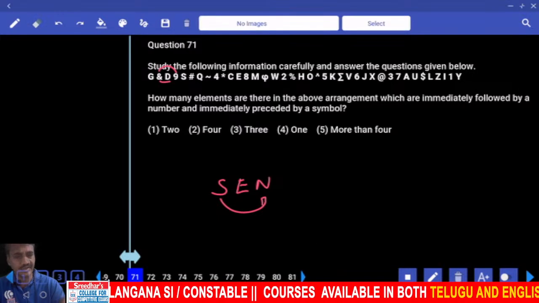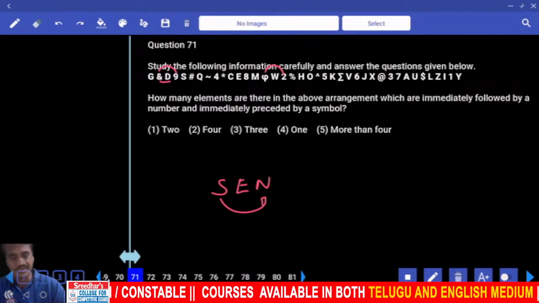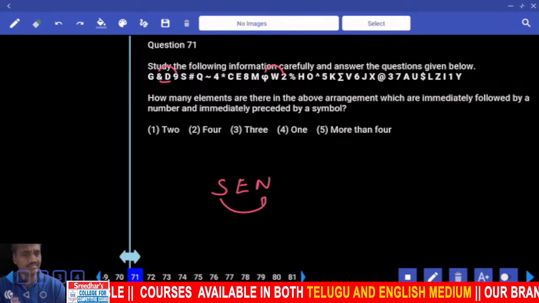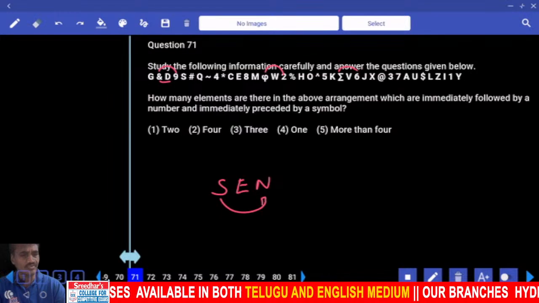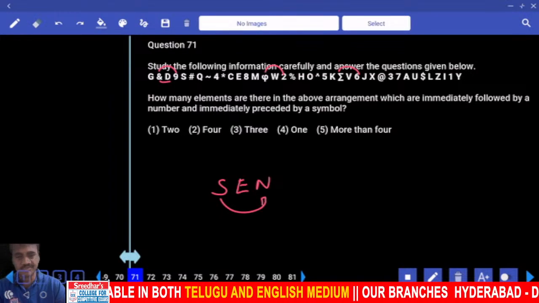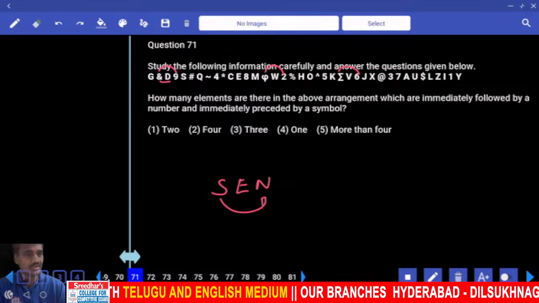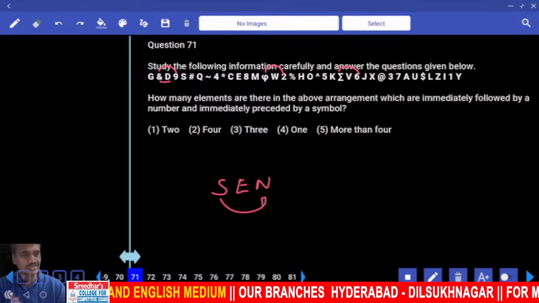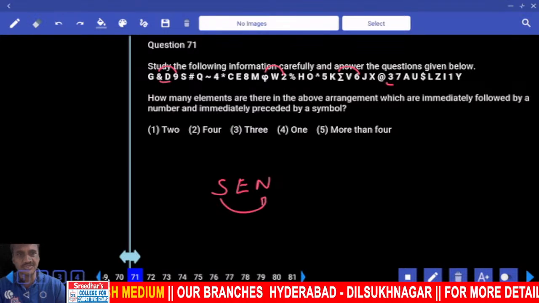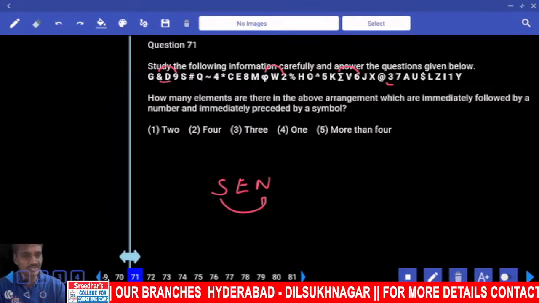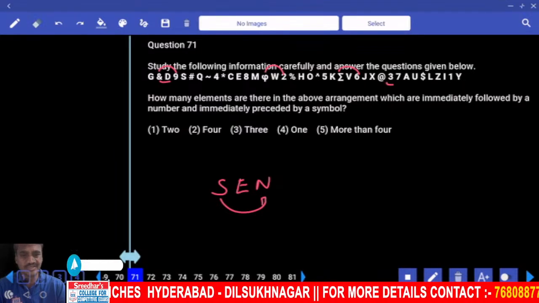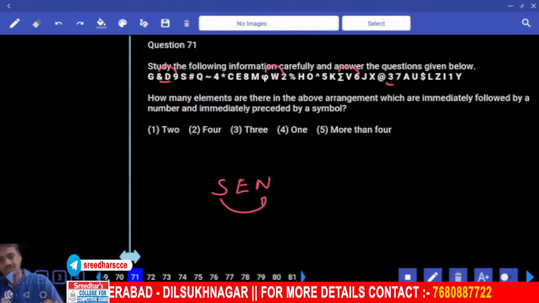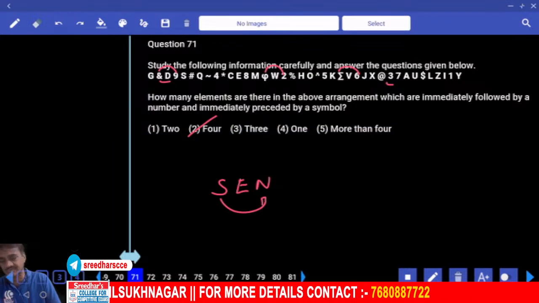Now symbol and a number. Yes, next one. Symbol and a number. Now V, immediately preceded by a symbol and followed by a number. Next one, anything else here? A symbol and a number. Now 3 is there, symbol and a number. Next one, that's it. And how many are there altogether? 4. Now 4, that is the given choice for question number 71.